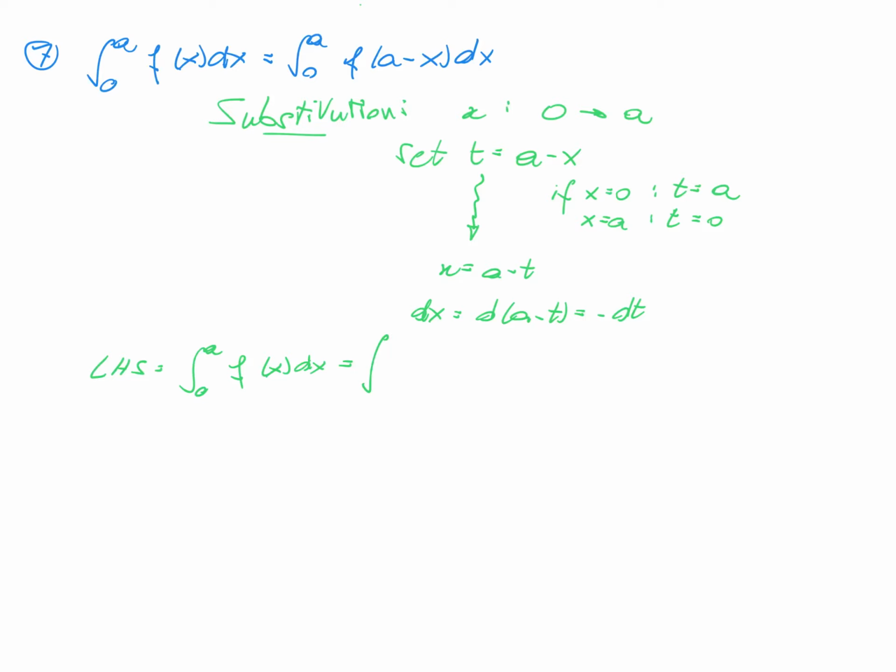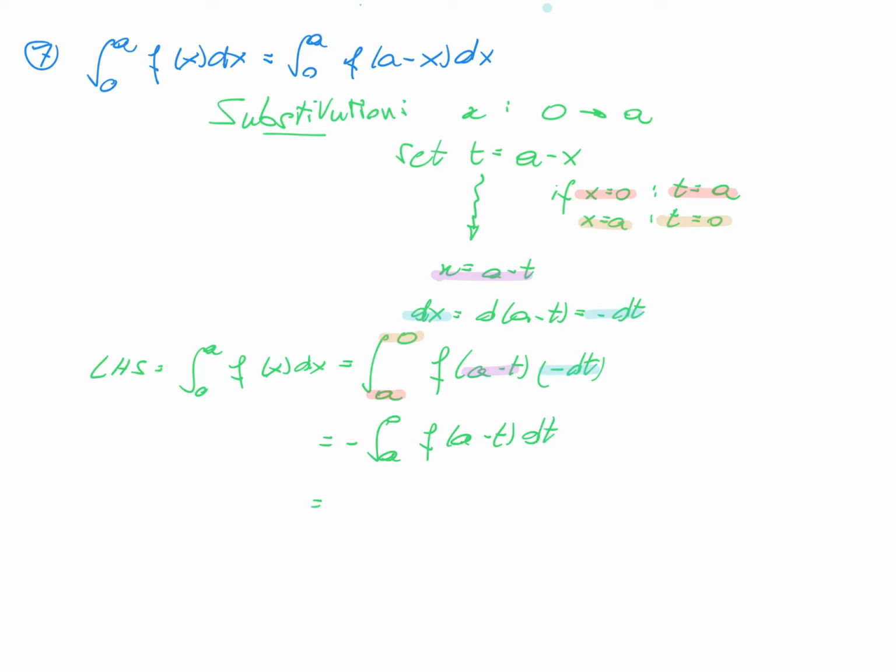My lower boundary x equal to 0 becomes a lower boundary t equal to a. My upper boundary x equal to a becomes an upper boundary t equal to 0. f of x, so x was a minus t, becomes f of a minus t. And then dx is minus dt. We rewrite this. This becomes minus the integral from a to 0, f of a minus t dt.